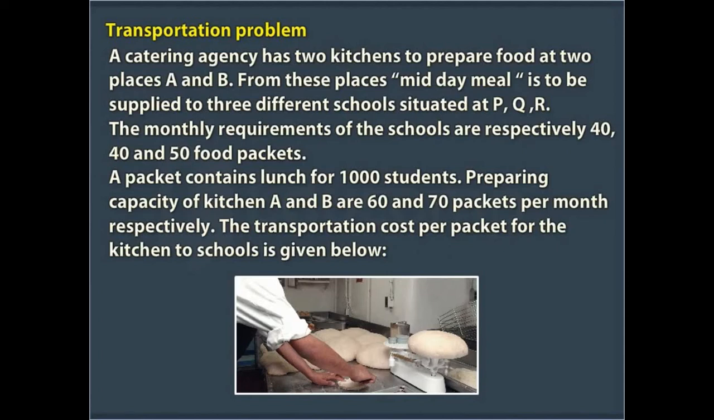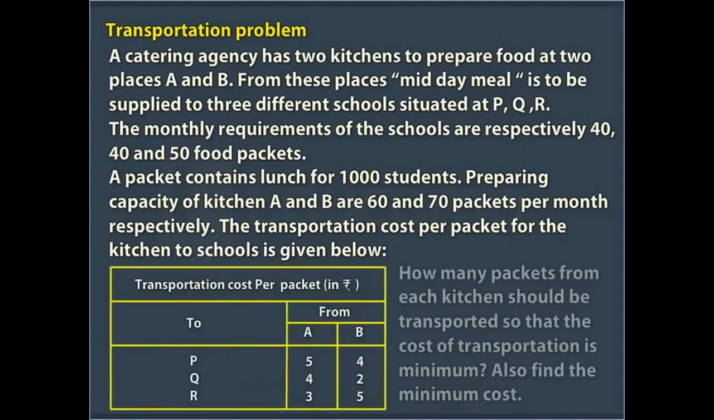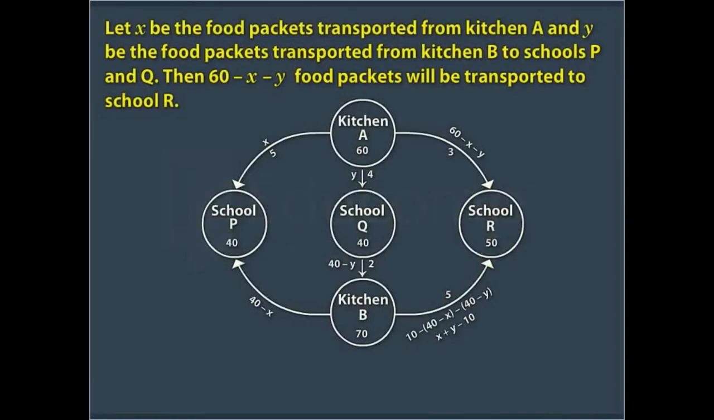The transportation cost per packet from the kitchens to schools is given below. How many packets from each kitchen should be transported so that the cost of transportation is minimum? Also find the minimum cost. Let X be the food packets transported from kitchen A and Y be the food packets transported from kitchen B to schools P and Q. Then 60 - X - Y food packets will be transported to school R.